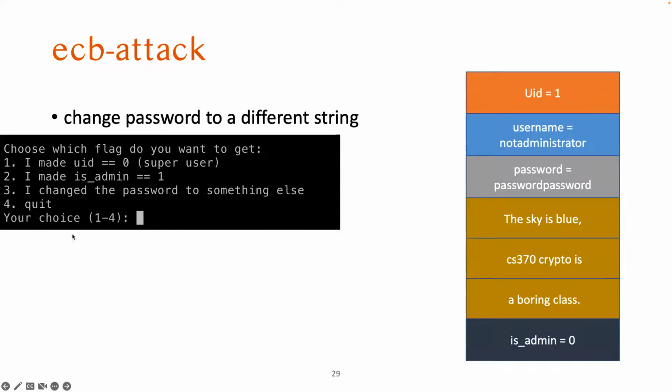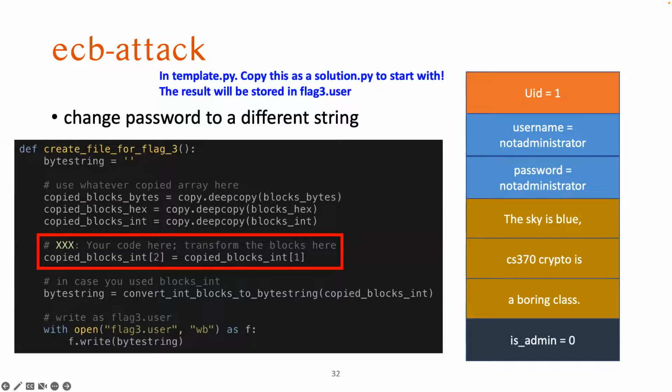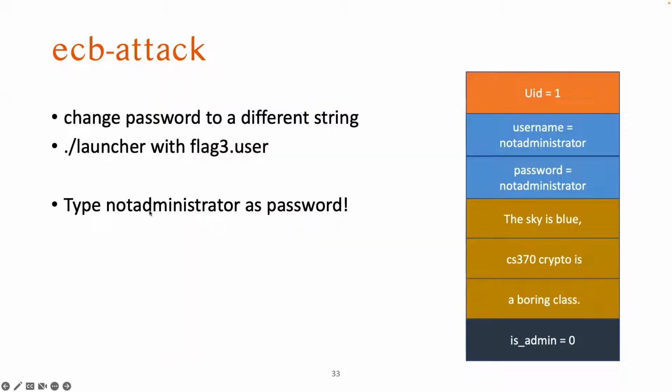And then the third challenge. You need to change the password to something else, but the password you should know. This challenge is also easy. The password should not be the same as the username, but you can just copy the username part and put it in the password field. Something like this, making block 2 a copy of block 1. So copy this block into there. Then the system will regard your password as not an administrator and you can get flag 3.